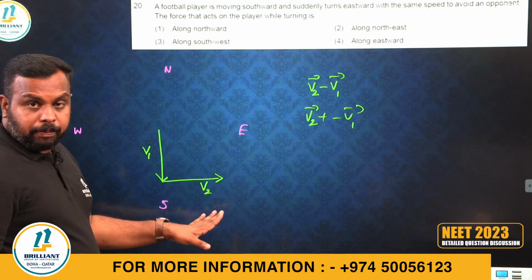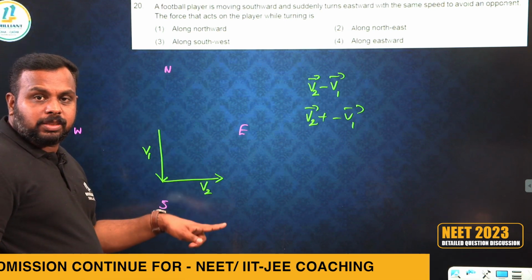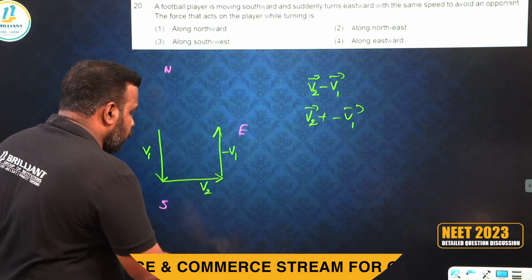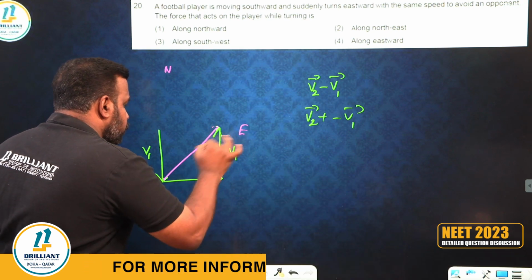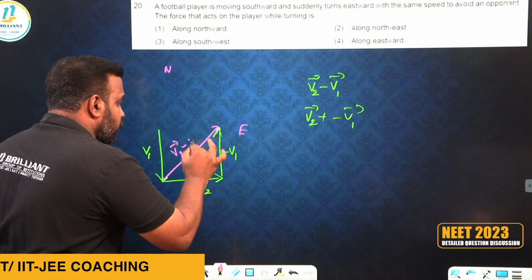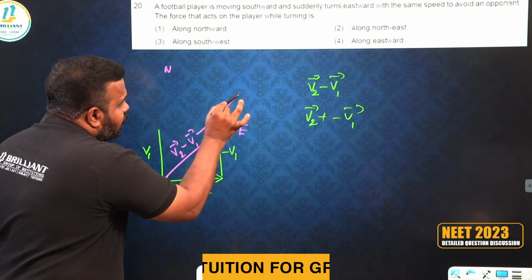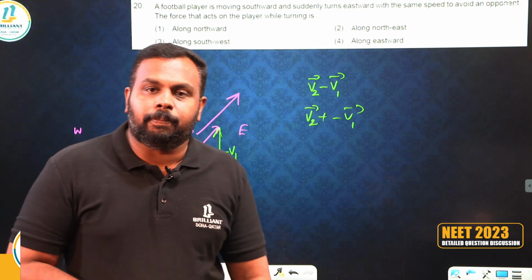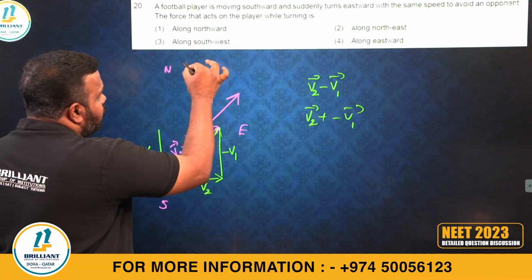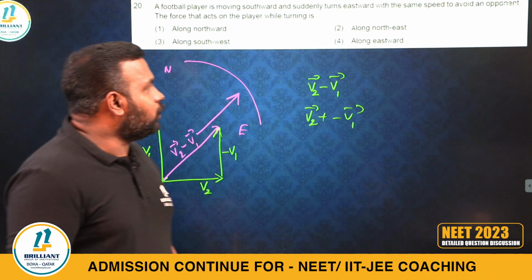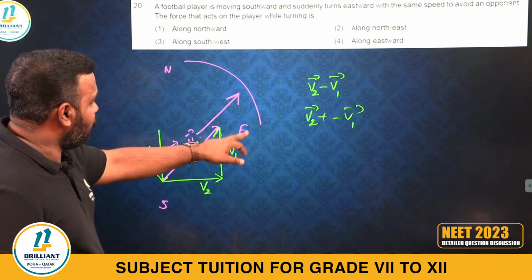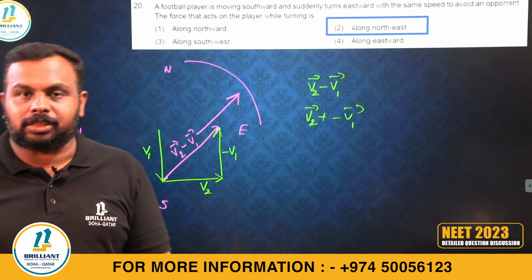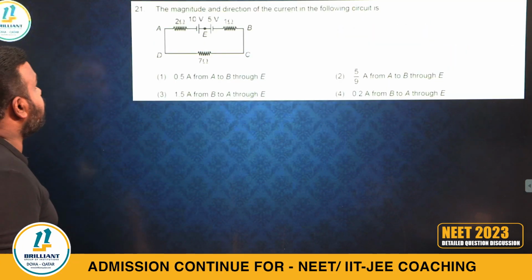So this is v2. v2 you can keep as it is. v1 is down. So what will be minus v1? Minus v1 is up. So I'm drawing minus v1 like this. Look at this. This is minus v1. Then using the triangle law of vector addition, this is v2 plus minus v1, which is v2 minus v1. That means this is our direction of acceleration. Got it? Direction of acceleration is this way, means direction of force will also be in that way. Now what is this direction? It is along northeast. So the answer is this one. Along northeast. Okay? Right.